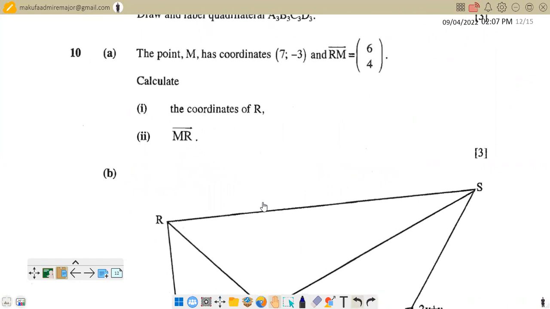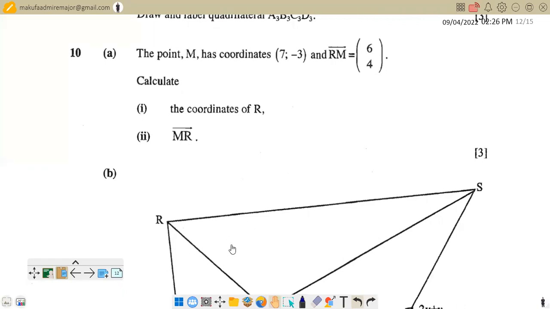We are given the point M, which has coordinates 7, -3. RM is 6, 4. That is what we are given in this case, and we are asked to calculate the coordinates of R. All right, so what are we going to do in this case? How are we going to get the coordinates of the point R? So that's the question. I don't know if I managed to share the actual screen. Okay, but it's actually the one. Sorry for that, guys.